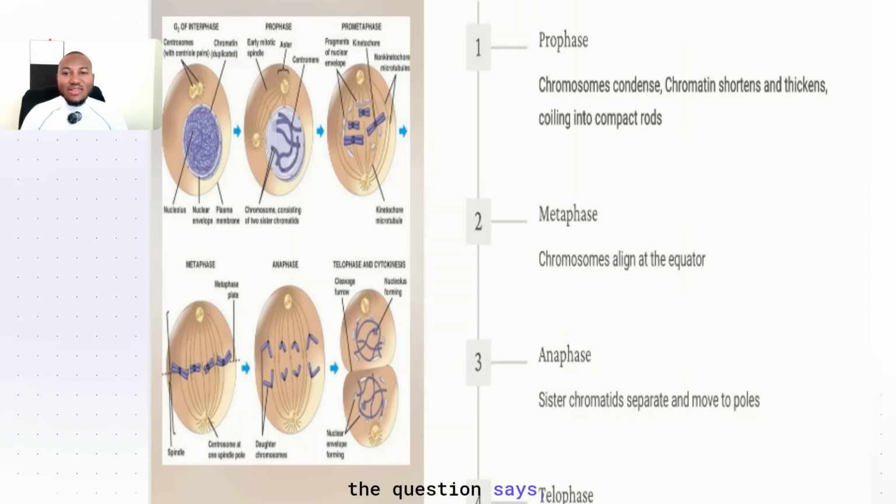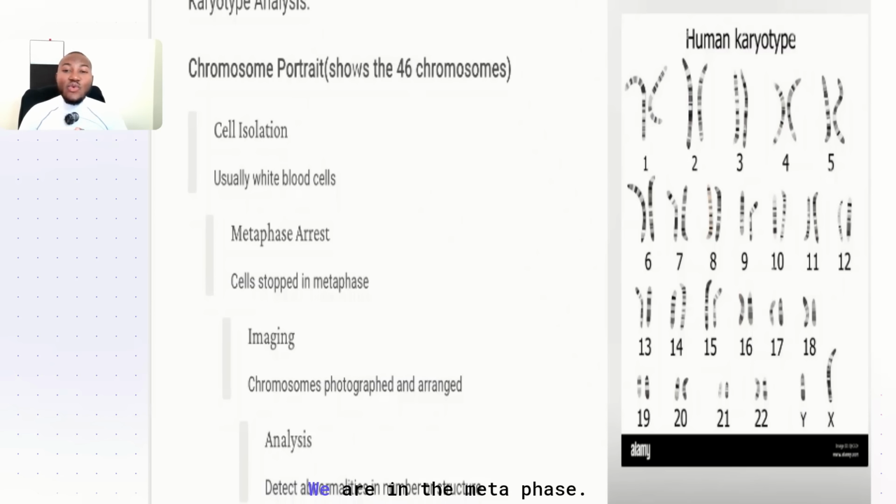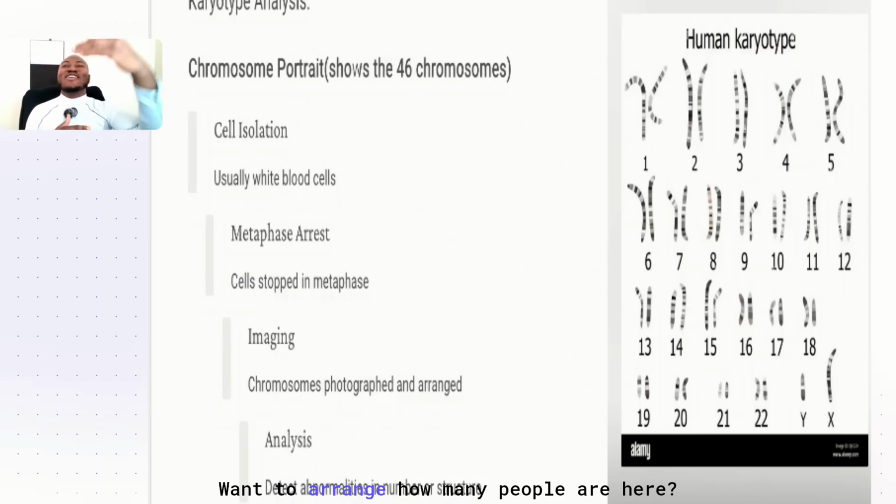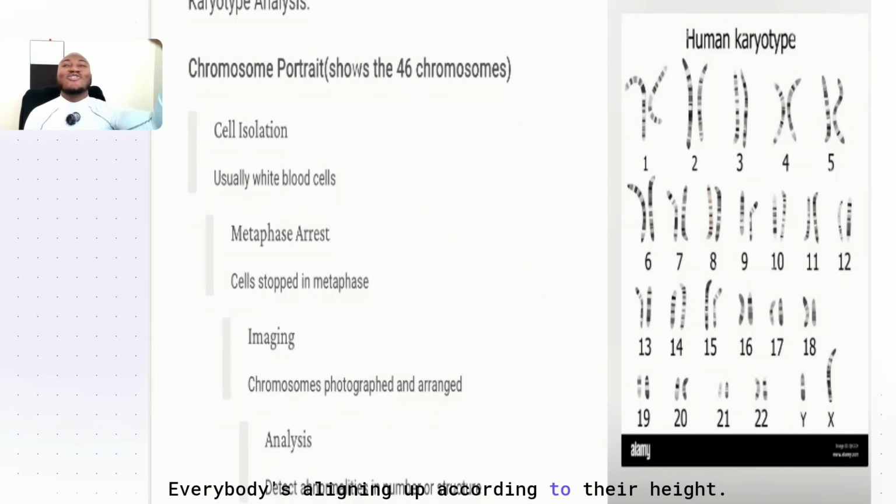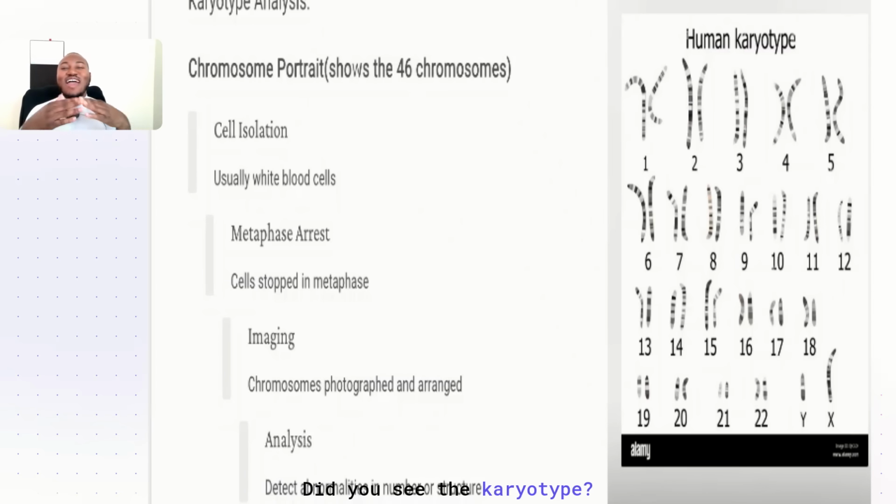Now, the question says, a karyotype shows the dash chromosomes sorted and isolated from a cell in dash. How many chromosomes in a karyotype? I mentioned it before, 46. And they are isolated where? In the metaphase. That's where you bring everybody and you isolate them. You want to count how many people are there. You want to arrange them. Everybody's lining up according to their height. Did you see the karyotype? Everybody is arranged according to their height. Make sense? So remember that about karyotype.